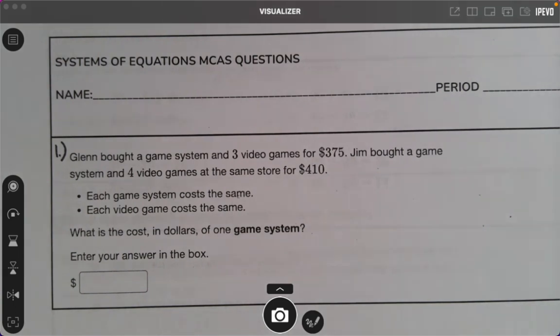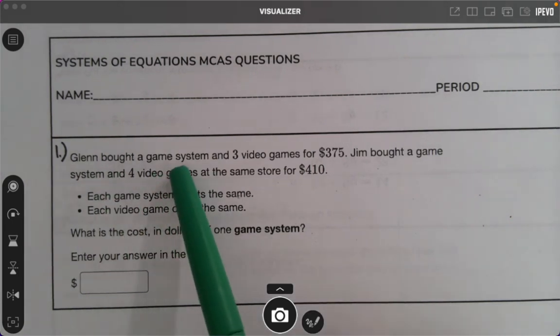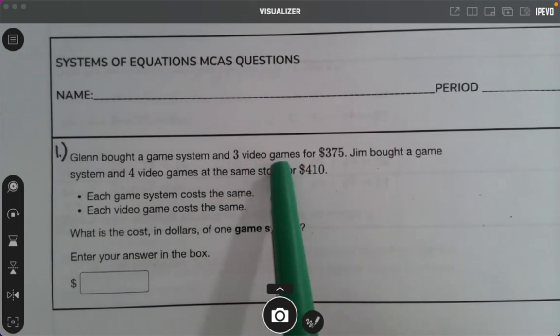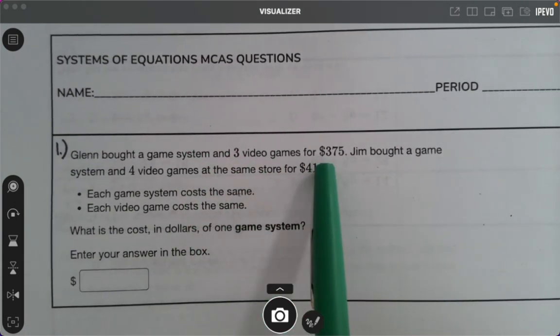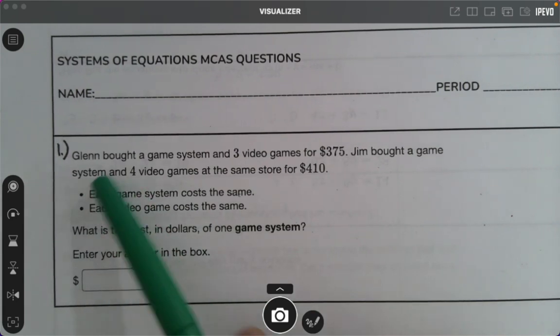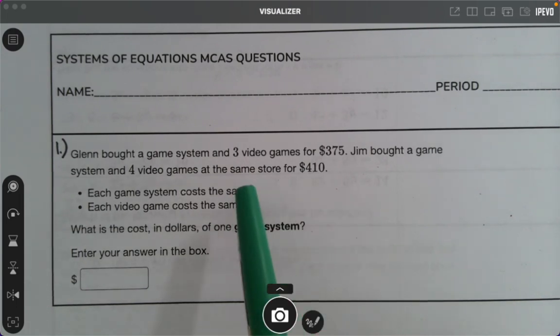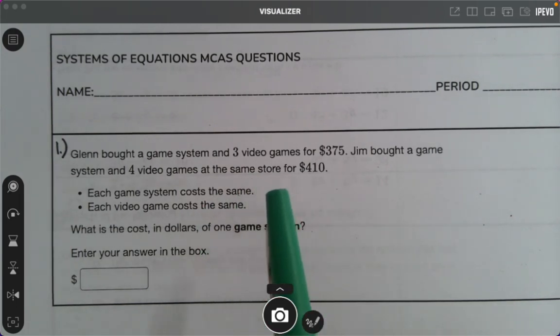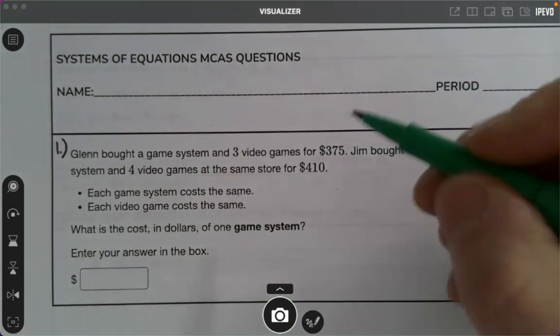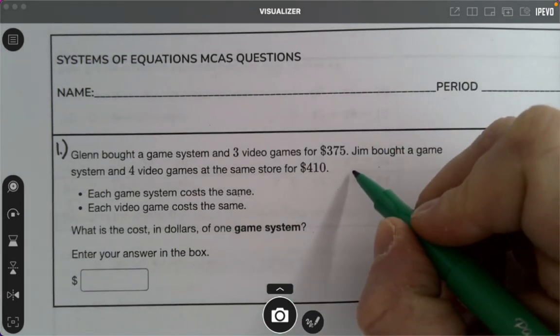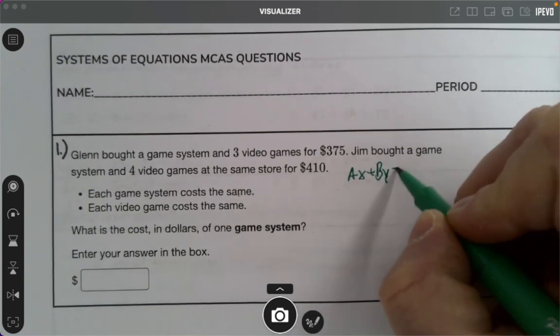So the first one is kind of a word problem, and we have to always think when we look at linear word problems, even if it is a system, that it has to have either standard or slope intercept form. So if you look, Glenn bought a game system and 3 video games. So we're looking at 2 variables, game system and video games for 375. Jim, a game system, 4 video games for 410. So neither of these are dependent on the other. So these are both independent variables. So you basically have to set up a system of equations with two ax plus by equals c equations.